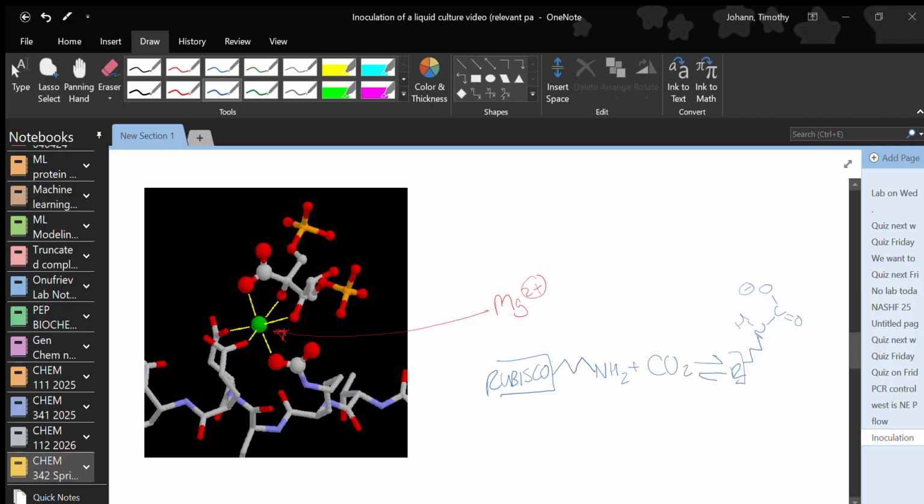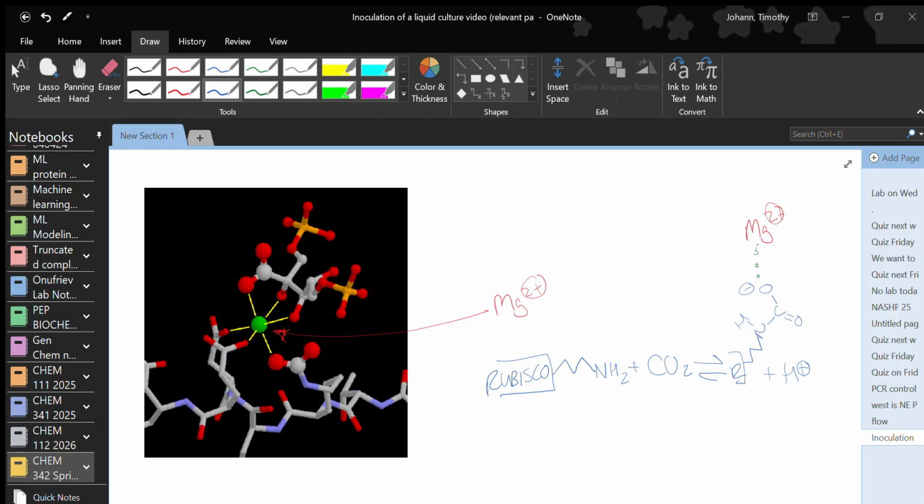Which has a negative charge and can coordinate a magnesium. Coordinate the magnesium that is necessary for this reaction. And then if I'm actually counting my protons, I lost one of those protons, it came off, right, to make H+. All right, so let's think about this.